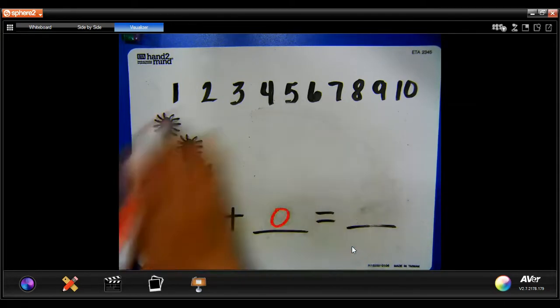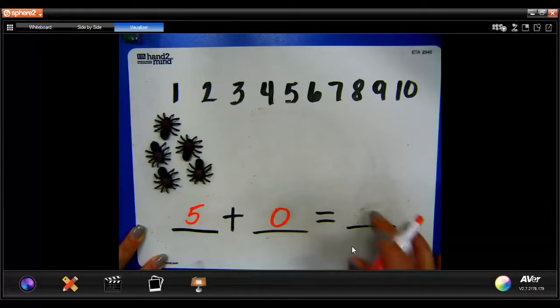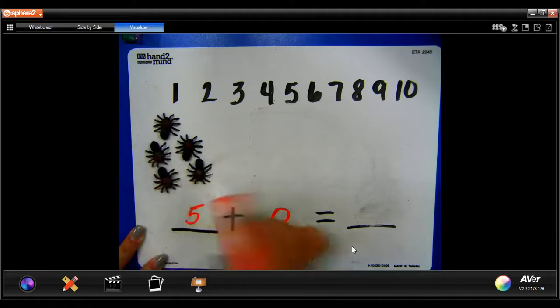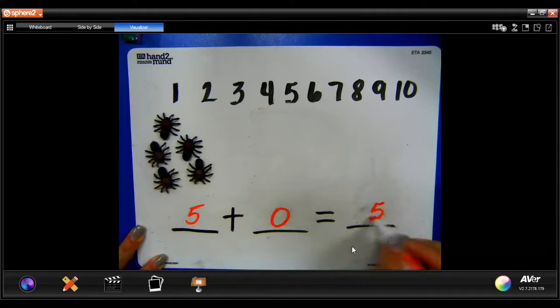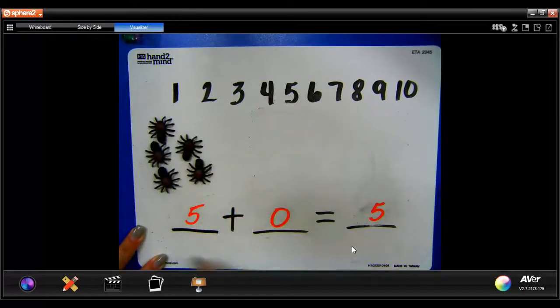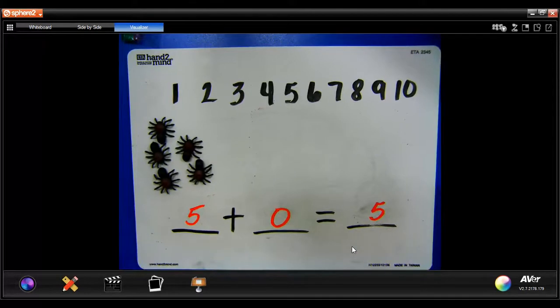Now I have to count everything up here to find the answer to our addition sentence. So we have 1, 2, 3, 4, 5. That's number 5. Yep, that's number 5. Let's read this addition sentence together. 5 plus 0 equals 5. Good job. Okay, so now let me go over your homework.